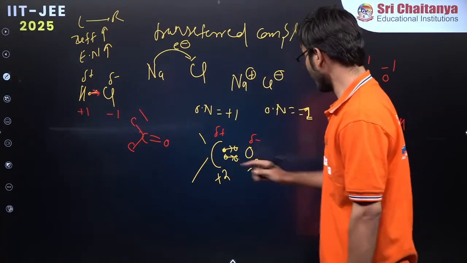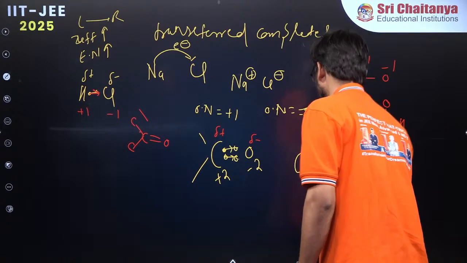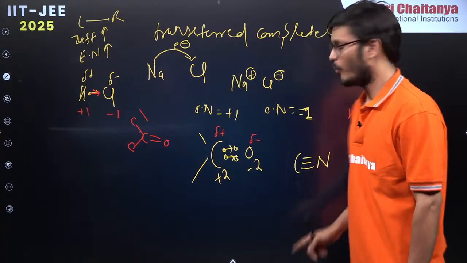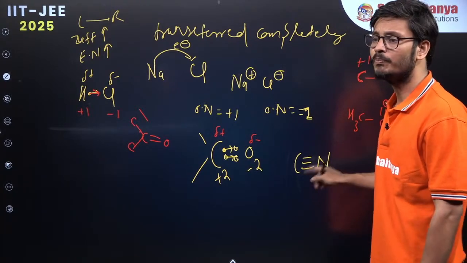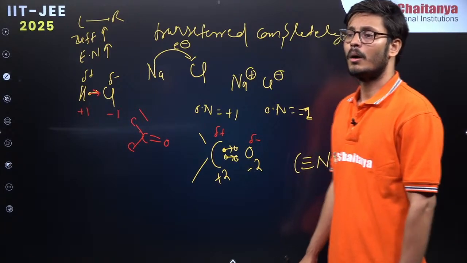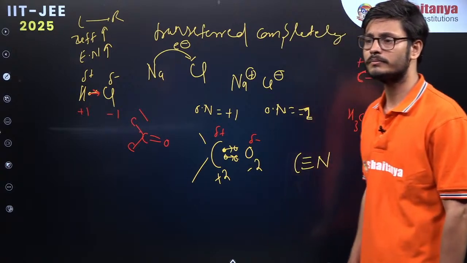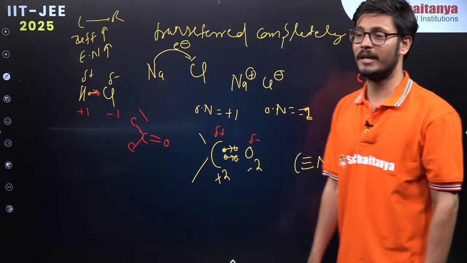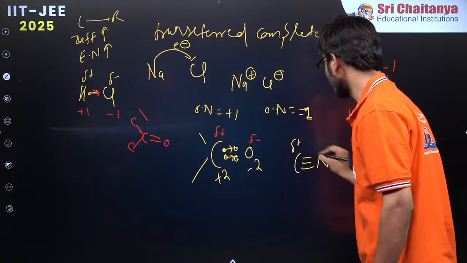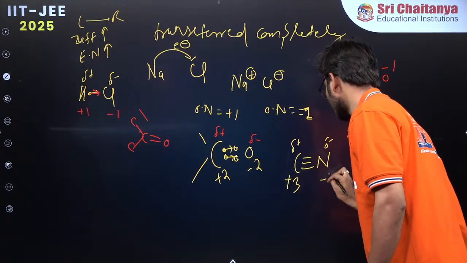Similarly, let us say I have carbon triple bond nitrogen. What is the oxidation number of nitrogen in C triple bond N? Very good, -3. Carbon is partial plus, nitrogen is partial minus. So carbon will be +3 and nitrogen will be -3.